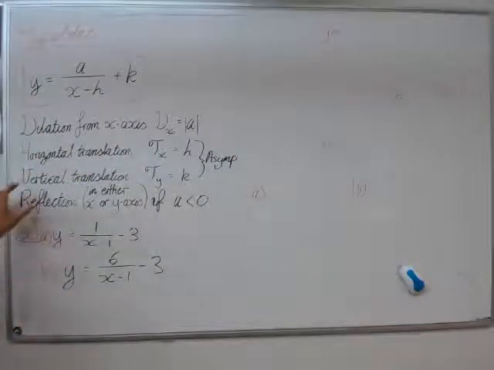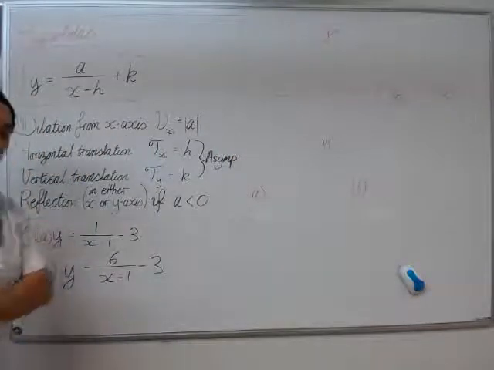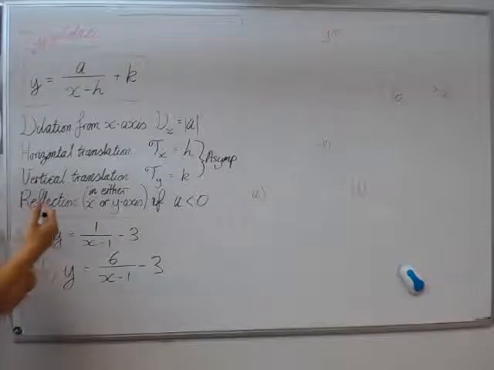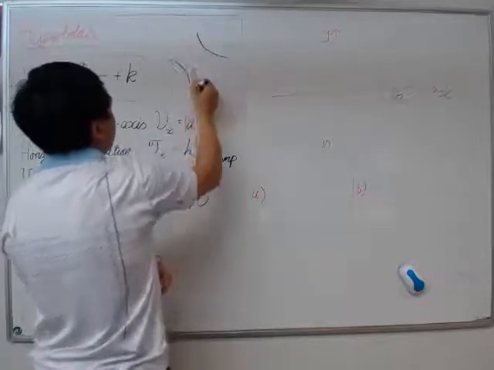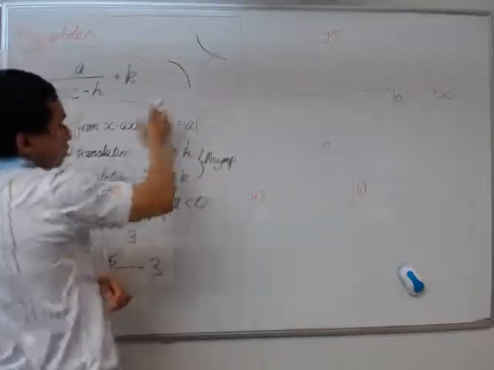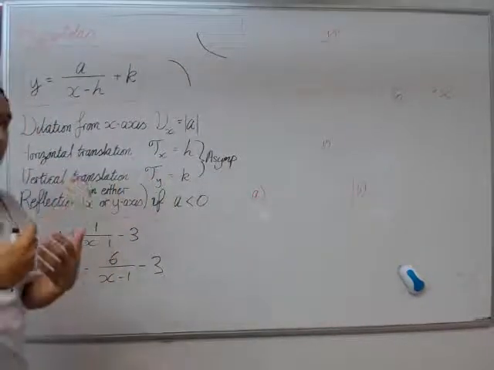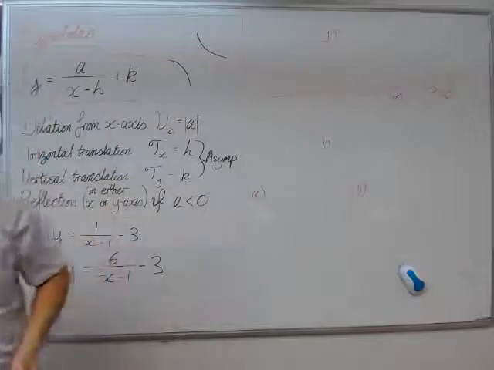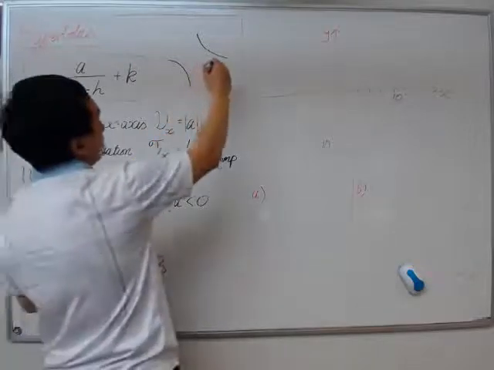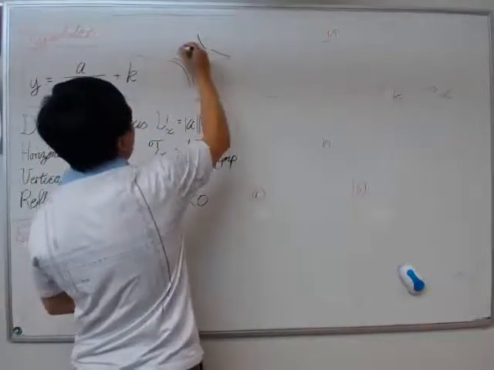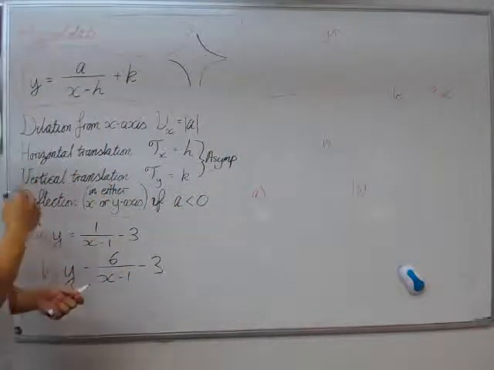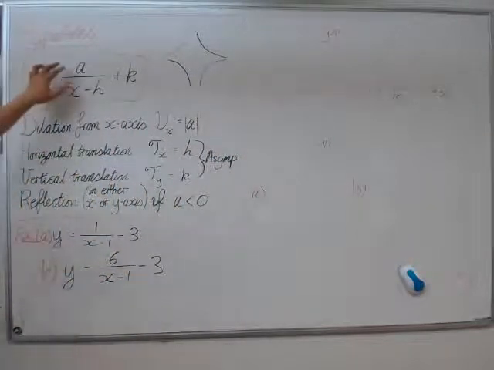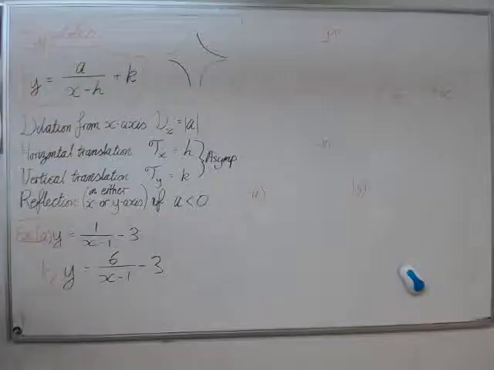Okay, and lastly, your reflection. It doesn't matter if we're reflecting in the x or y axis for a hyperbola, because the shape is kind of like this, isn't it? It's going to be in the first and third quadrant. If you're reflecting in either axis, it's going to look the same, because if you're reflecting in the x-axis, you're flipping it upside down like that, and you're going to get the same graph if you flip it in the y-axis. So that's if the a value here is negative.